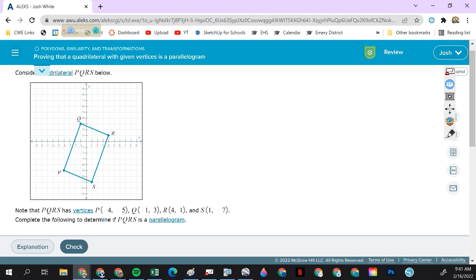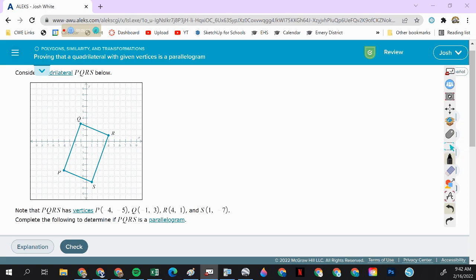How do we know if something is a parallelogram if we have its points? How would you test to see if this is a parallelogram? Well, there are two qualities. If these sides are the same length and these sides are the same length, then it has to be a parallelogram. But finding side lengths in the coordinate plane is kind of a pain. You have to draw a triangle and use the Pythagorean theorem, or you could use the distance formula. That's kind of a pain.